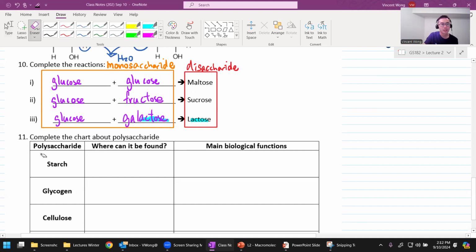Starting with starch, where can it be found? Well, you will find it in the stem or root of plants. And what do the plants use it for? Main biological function: storage form of energy in plants.